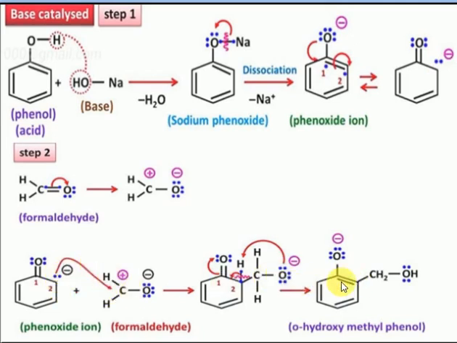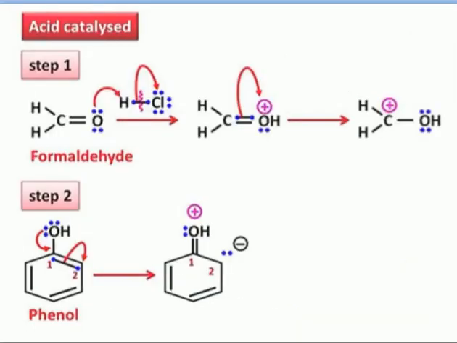One linkage will form, and look at the answer, this one molecule only. The product is called ortho hydroxy methyl phenol. Ortho hydroxy methyl phenol only. So this step will take place, and then the polymerization process happens. There is some other method also.